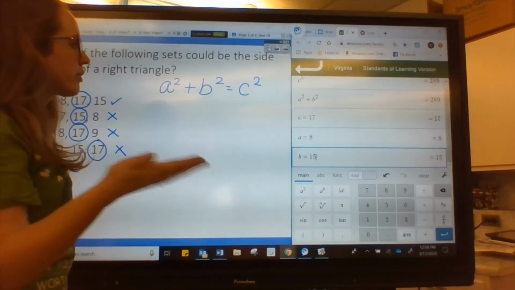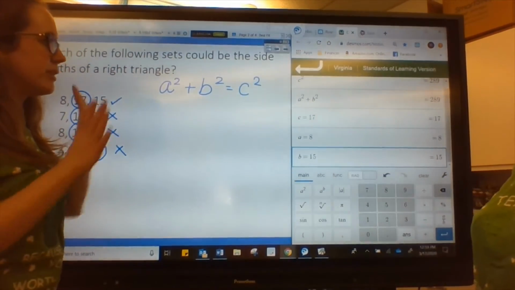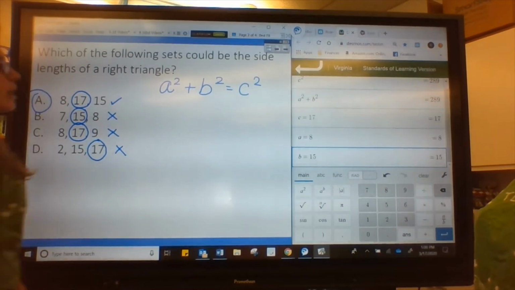Let the calculator do the work for you. Take advantage of the fact that it can do all these things. And whichever way you want to do it, use the calculator, please. Yes, absolutely. All right, so let's go on.